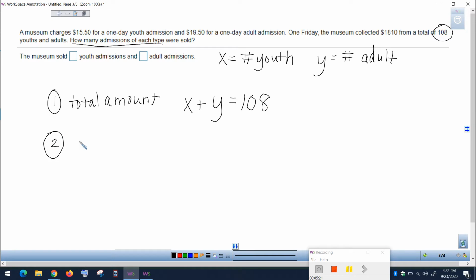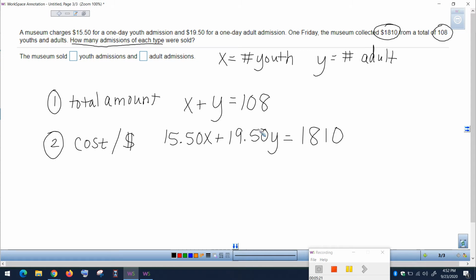The second equation is going to have to do with the cost, the dollar amount for all of these tickets. So it tells us that it's $15.50 for a youth, so we're going to multiply that by X. It's $19.50 for an adult, so we multiply that by Y. And the total amount is $1,810. Remember, you can put that dollar sign in front of each component to make sure that you put all of those correct numbers together in the correct equation.